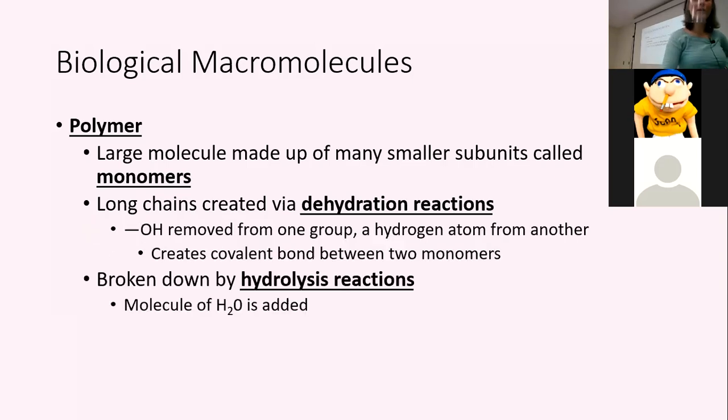So in a dehydration reaction, we've got these two monomers. One of them is going to lose an OH. The other one's going to lose an H, right? H, H, and O, like H2O, that's water. It's lost. And the two spaces where the hydrogen and hydroxide were then form a covalent bond between the two monomers.